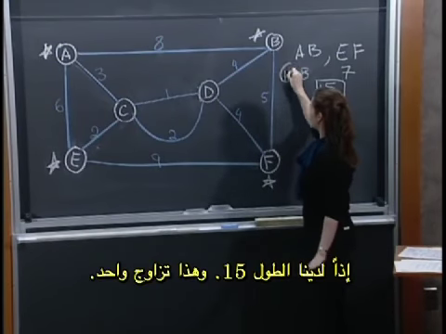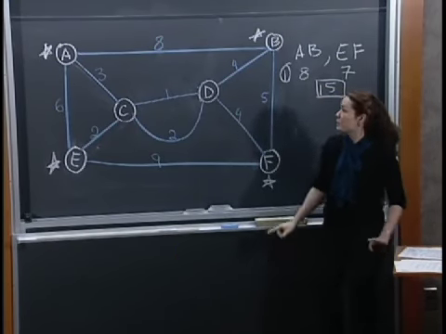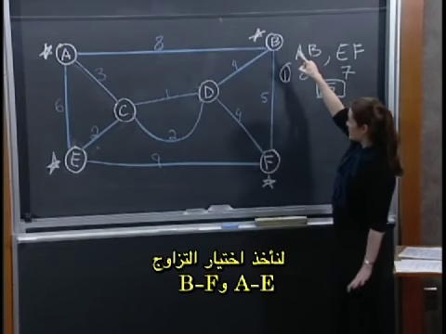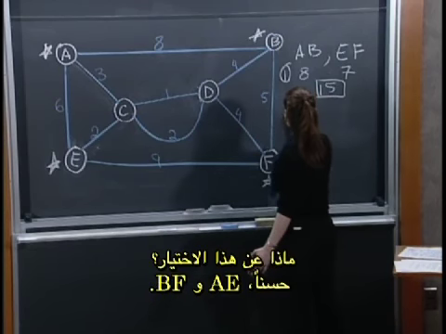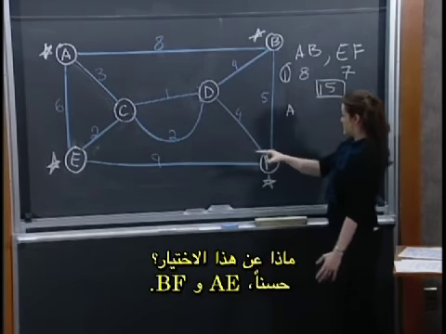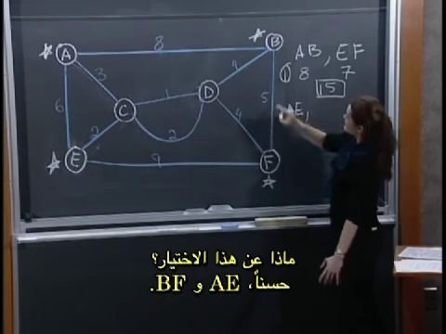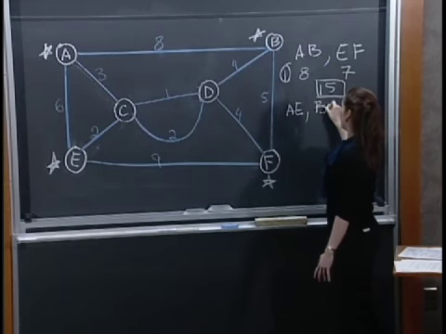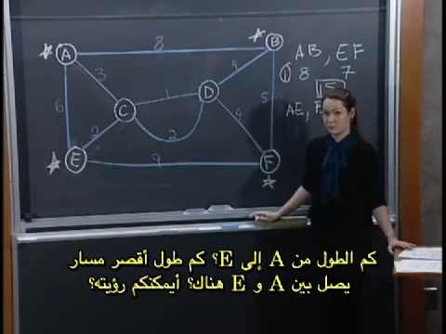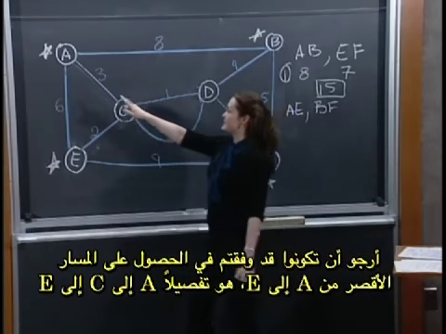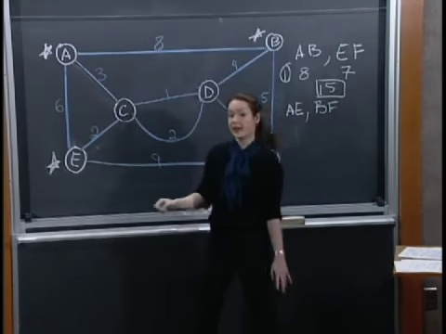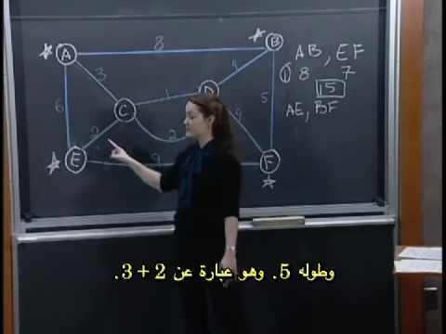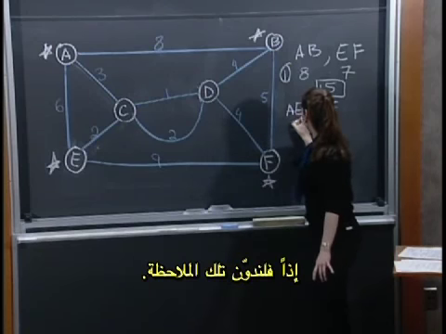That's one matching. But we have more matchings, right? We could match up A and E and B and F. What about that one? Okay, well, A and E and B and F. What's the length from A to E? What's the shortest path there? Can you see it? Well, hopefully, what you see is that the shortest path from A to E is A to C to E, and that's the length of 5. So 3 plus 2. So let's write it down.